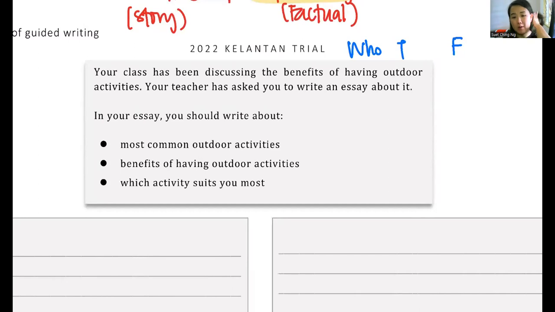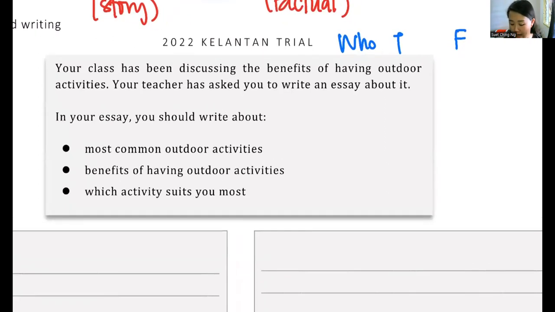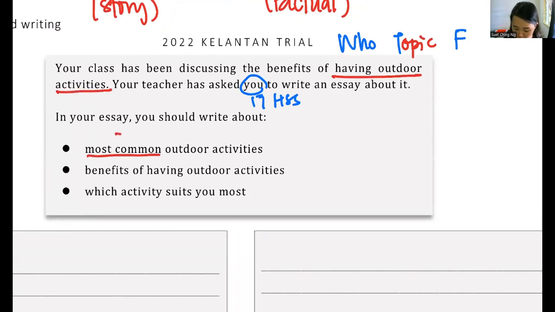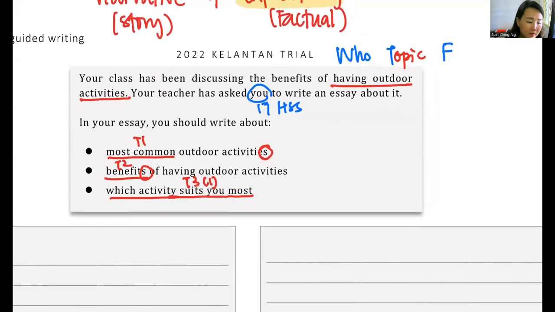Okay, so same thing. You have a class, you have a teacher, you know that you are a 17-year-old high school student. Topic, having outdoor activities. Question one, most common outdoor activities, plural, benefits, plural. Which activity suits you the most? Singular activity. Now, I'm going to give you a bit of time to just think about this situation.